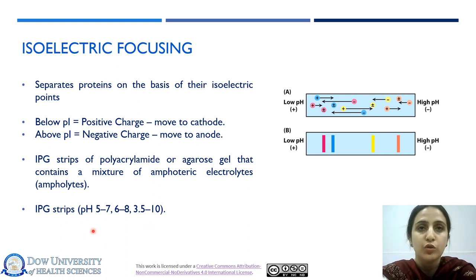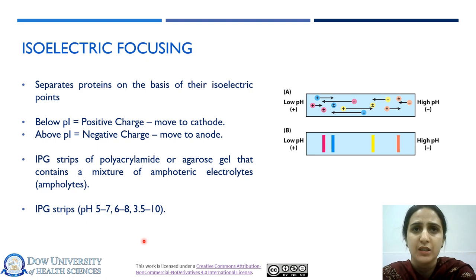The narrow range includes pH 5 to 7 and 6 to 8. However, the broad range pH strips include 3 to 10 pH strips. And these strips can be of varying sizes, for example 7 cm, 11 cm and 14 cm.